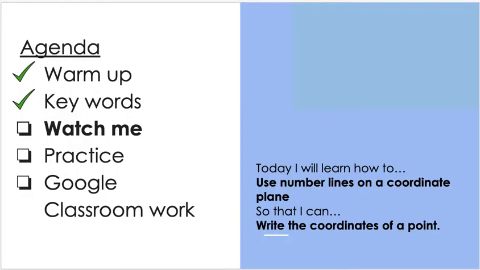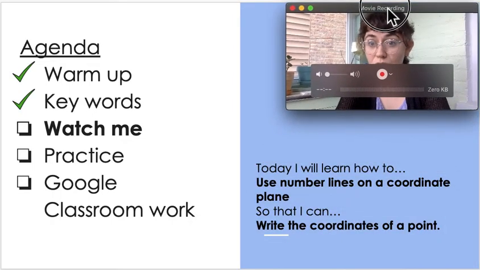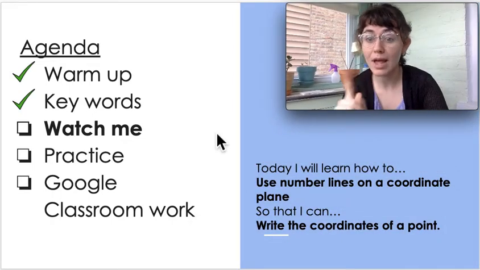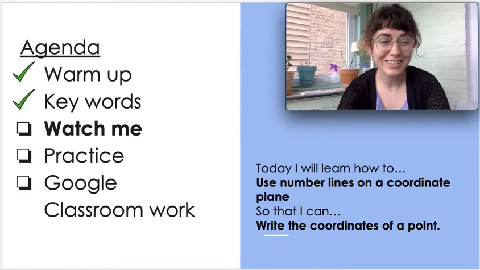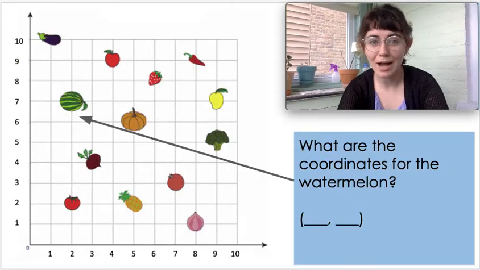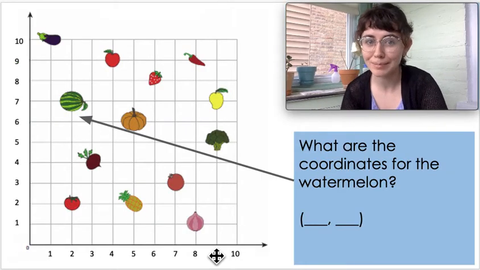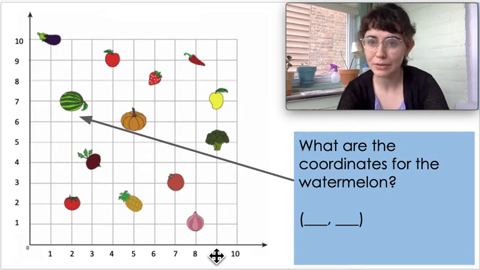So now I'm going to look at a coordinate plane, and I'm going to use those number lines that we just looked at to decide what numbers I write for the coordinates. For the what? The coordinates. So here's a silly little graph with a bunch of fruit and vegetables on it. So my job is, first, what are the coordinates for the watermelon?